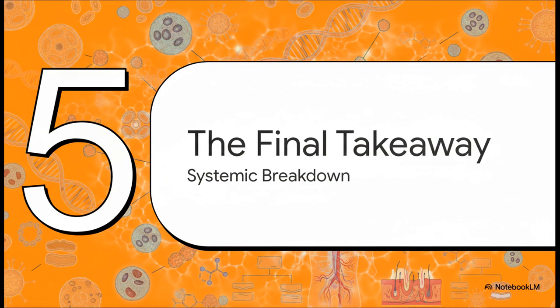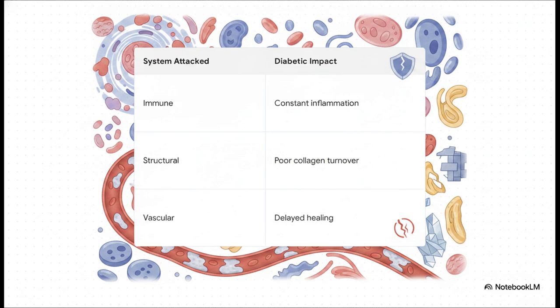Which leads us to Section 5, the final takeaway, systemic breakdown. So stepping back and reviewing the evidence, we clearly see this comprehensive systemic breakdown across three major bodily systems operating right there in the periodontal environment. First, the immune system is locked in constant dysfunction. Second, the structural system is completely crippled by AGEs and poor collagen turnover. And third, the vascular system is choked by vessel thickening, leading to severely delayed healing.